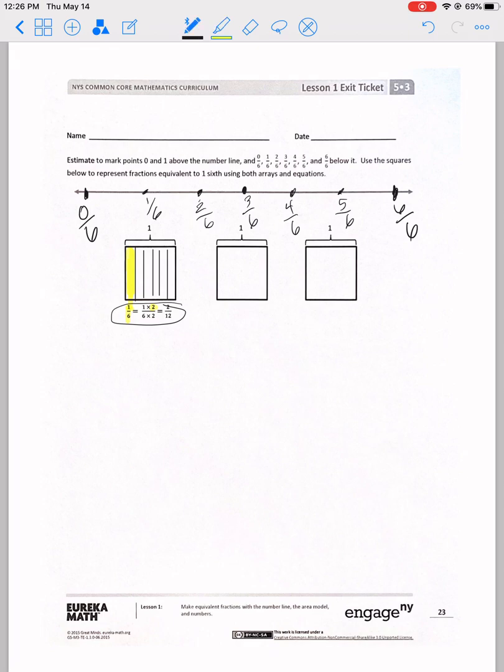Now we're going to cut the box in half because we use the 2. And then when they solve, 1 times 2 is 2 and 6 times 2 is 12, 2/12, then your box reflects that. And then 1/6 is equivalent to 2/12.